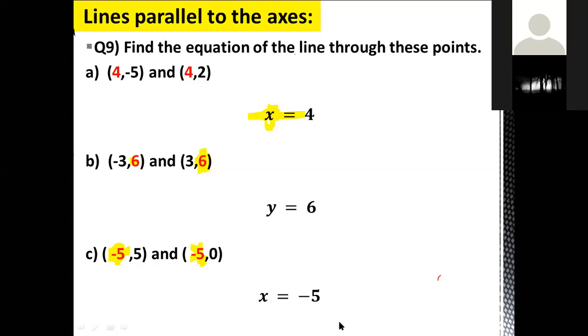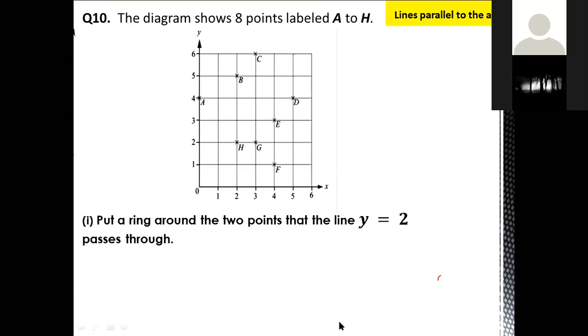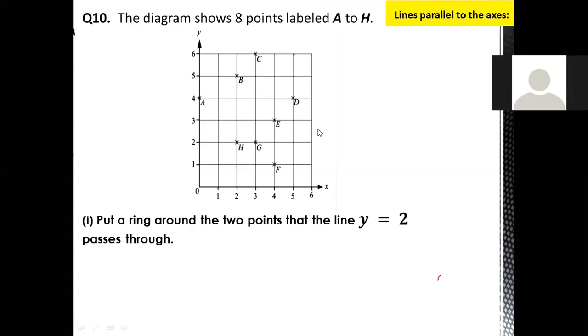Let's continue. The diagram shows 8 points labeled from A to H. Who wants to put a ring around the 2 points that the line y equals 2 passes through? Is it a vertical line or a horizontal line? Sabuni, go ahead, tell me, teacher. It's H and G. It's a horizontal line. Okay, it's H and G. It's this line, and that is right. Thank you very much, Hala.